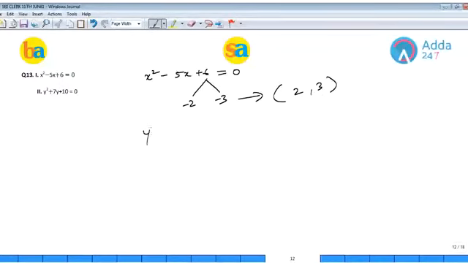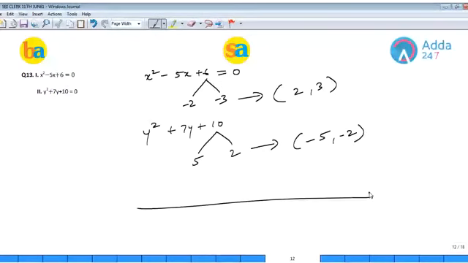The next equation is y square plus 7y plus 10. On dividing 10, such that the addition of those two numbers gives us plus 7 and multiplication gives us 10, we get the numbers as 5 and 2. And on changing the signs, we get the required roots as minus 5 and minus 2.